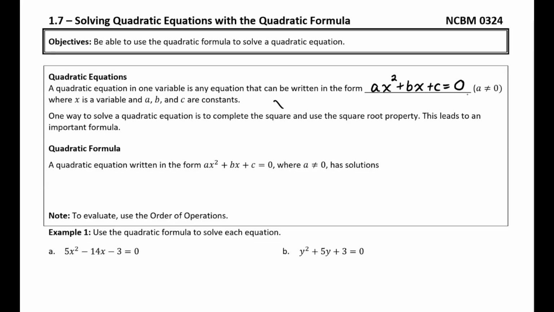I could have something as simple as x squared is equal to 5, right? That's technically a quadratic equation because it has an x squared term. It just so happens that the other numbers are zeros, but that's okay. Just the a cannot be 0. Or I could have something of the form x squared minus 9 is equal to 0. Right? I could have something like this. Or I could have something more complicated like x squared plus 5x plus 3 is equal to 0.